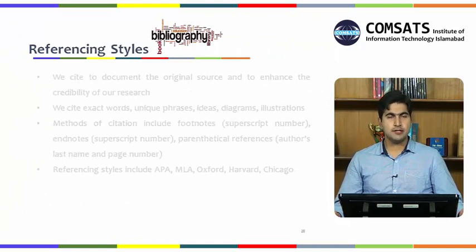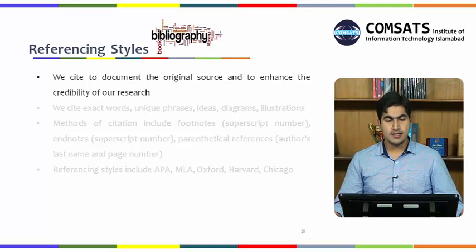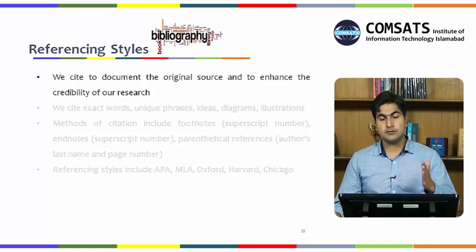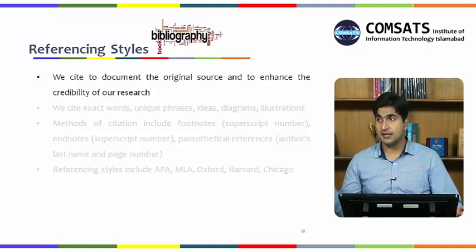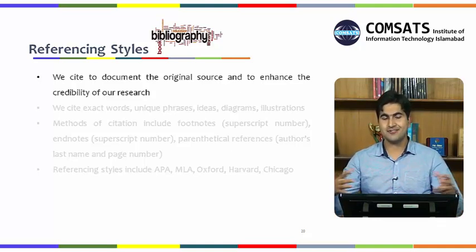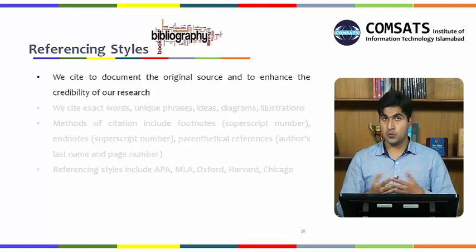So how do you basically try to avoid plagiarism? You need to be aware of the referencing style. You cite the document and document the original source, to enhance the credibility of your research. This is the advantage that you get. You are citing something, which means that it's quite authentic. Why? You are citing original works of other people as well, which means you're reading. And on the basis of your reading, you're enhancing knowledge and then putting it all in your own work. So it makes it more credible.